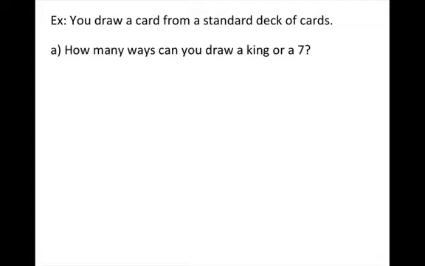So now let's look at the example. You draw a card from a standard deck of cards. How many ways can you draw a king or a 7? Well, if I'm drawing a single card, I cannot draw a king and a 7 at the same time. So these are mutually exclusive. There are 4 kings, 1 for each of the 4 suits, and there are 4 7s, 1 for each of the 4 suits. Since they're mutually exclusive, I add them, so there's 8 ways to draw a king or a 7.